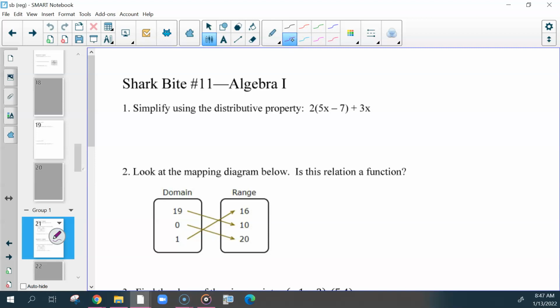Oh, yeah. Right, for number 1, you need to distribute. So this will be 10x minus 14 plus 3x. And then combine the like terms. So you have 13x minus 14. Questions on number 1.